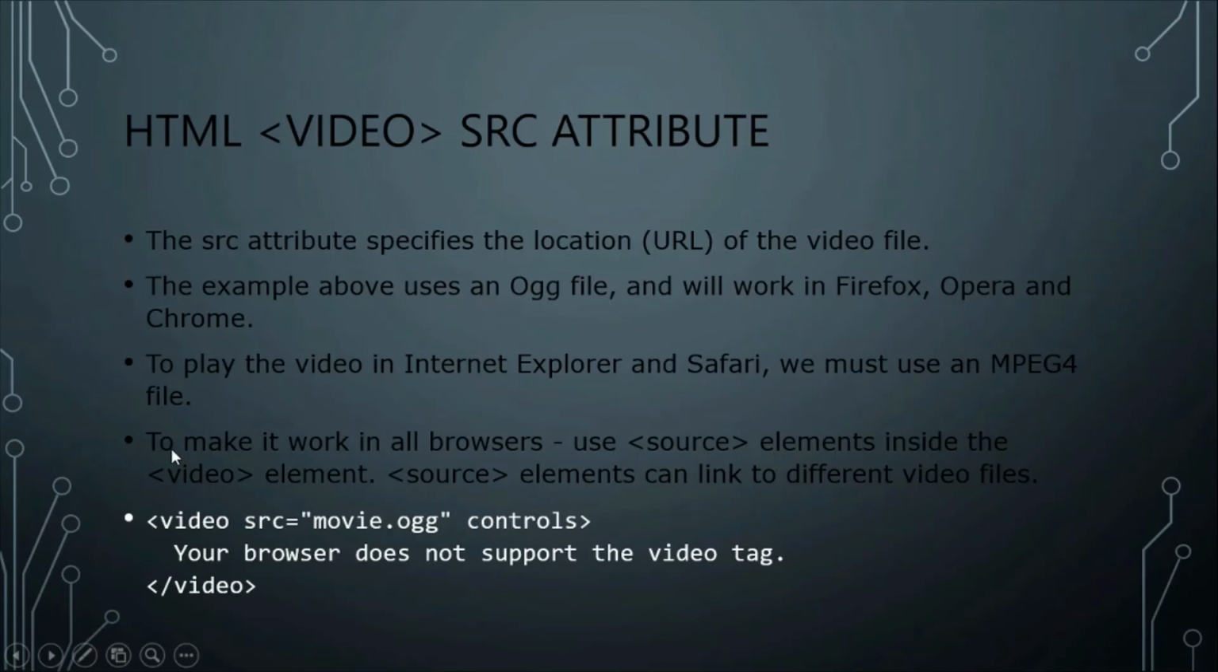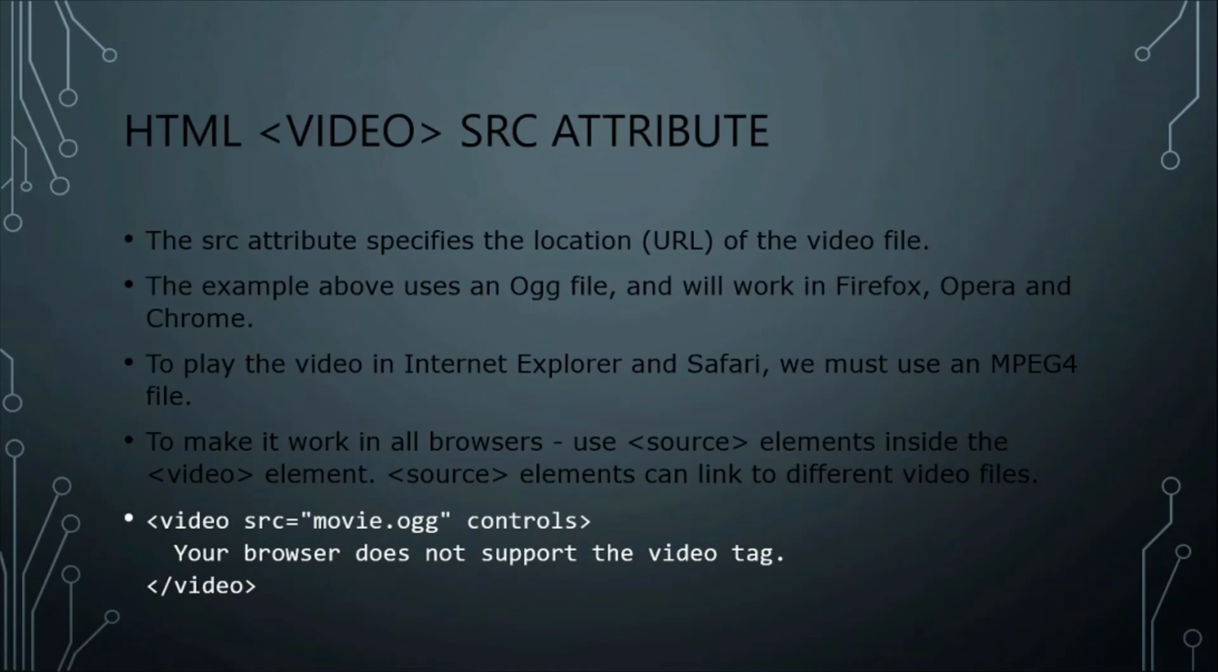To make it work in all browsers, we use the source element or the source tag inside the video. The source one is used for displaying on our browsers. If we have 3 formats and we want to display the same video on all browsers, but if it is the OGG format, it will only display in Firefox, Opera and Chrome. But if we want to display it in IE, Edge and Safari, then we use the source attribute.